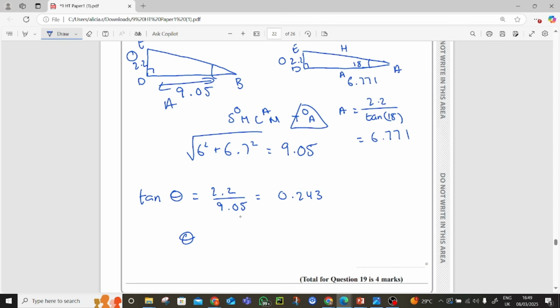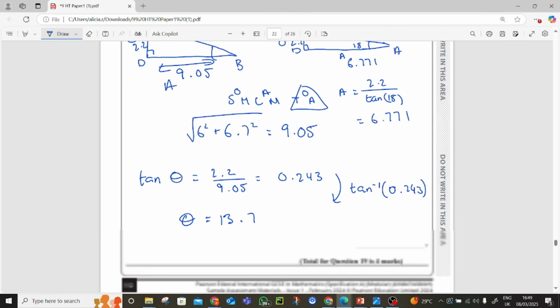So to get theta, you're going to use the inverse tan button of 0.243. And we end up with an angle of 13.7. To one decimal place, that's correct.